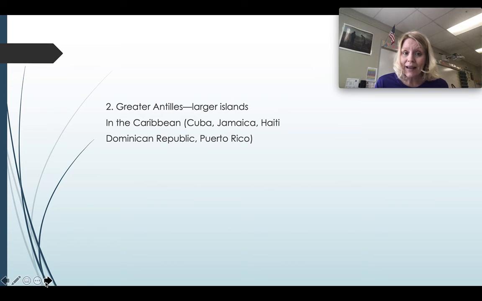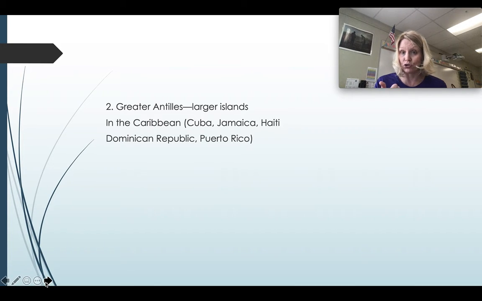Then we have the Greater Antilles. We're still looking at the way the Caribbean is broken up here, correct? The Greater Antilles is another section, if you will, of the Caribbean. These are some of the larger islands in the Caribbean. They include Cuba, which I'm sure you've heard of, Jamaica, very popular, Haiti, the Dominican Republic, Puerto Rico. These are all islands that are probably much more familiar to us as Americans.